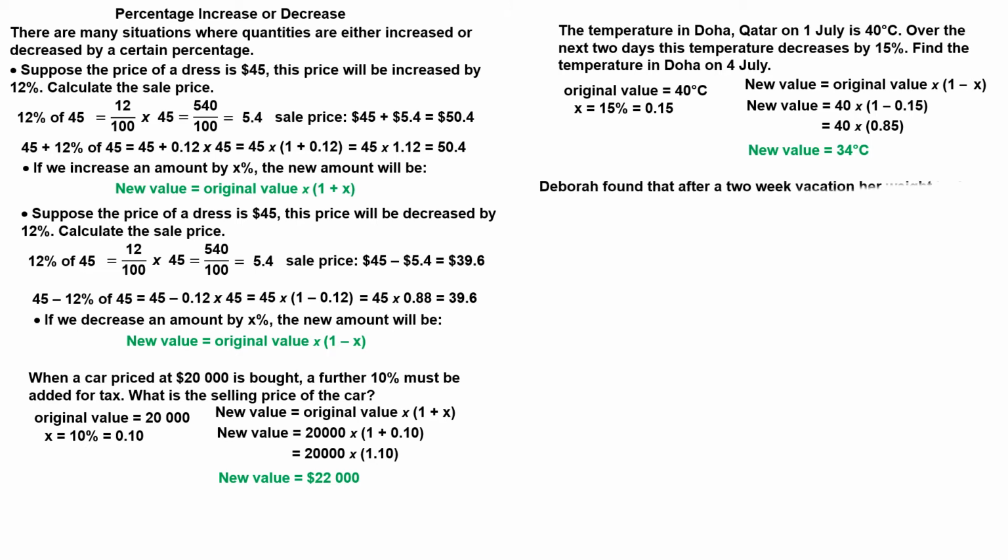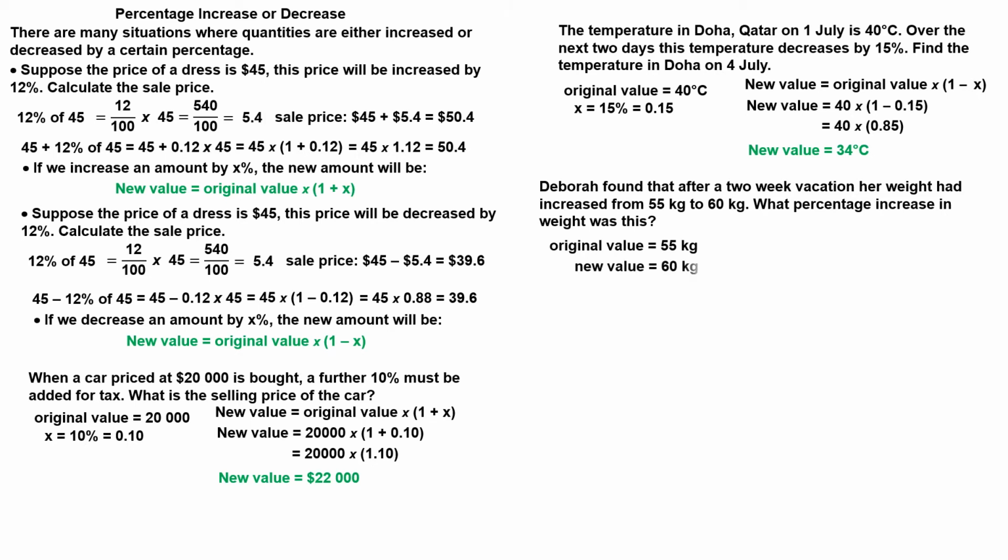Deborah found that after a 2-week vacation, her weight had increased from 55 kilograms to 60 kilograms. What percentage increase in weight was this? The original value is 55 and the new value is 60. The original value was increased. Take the formula and perform the calculations. Convert the decimal to its percentage form.